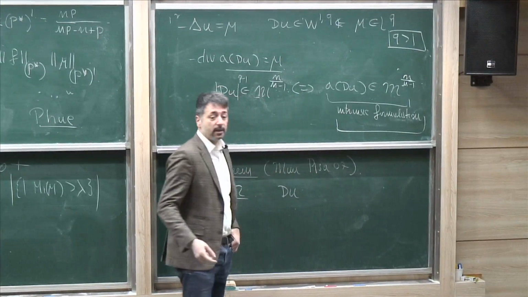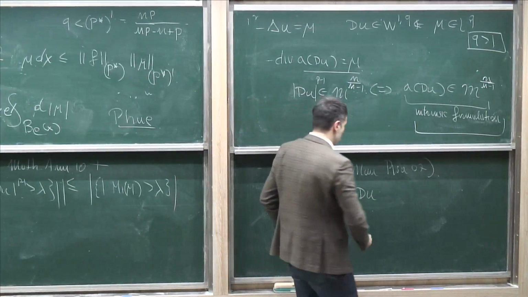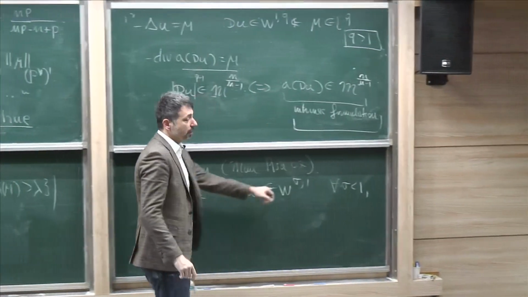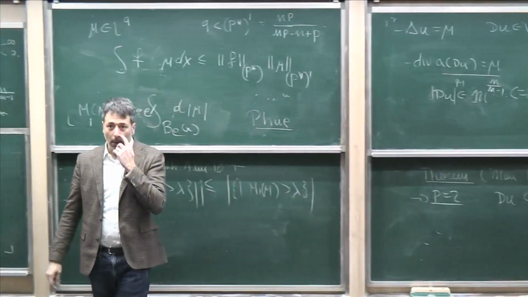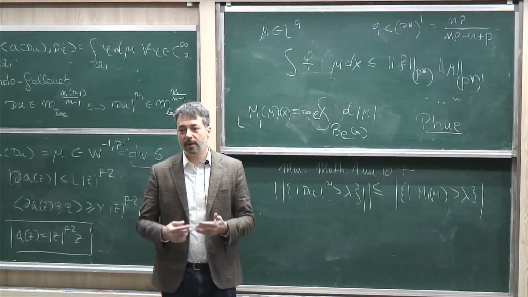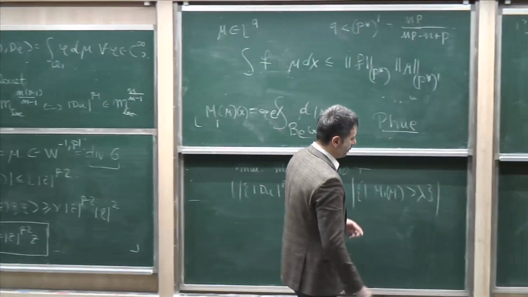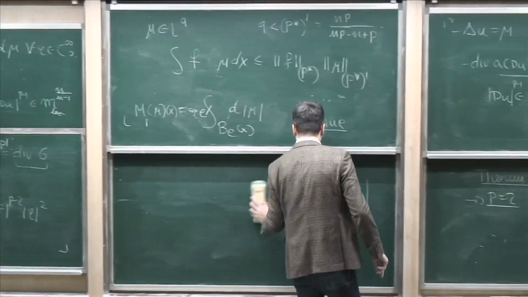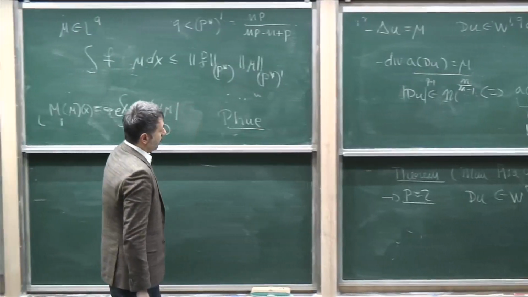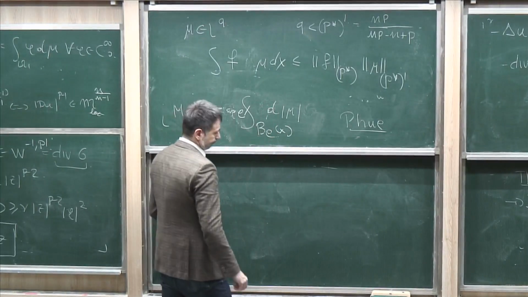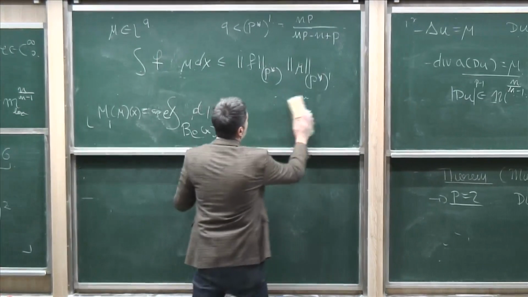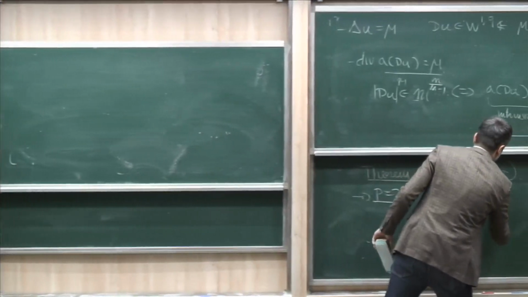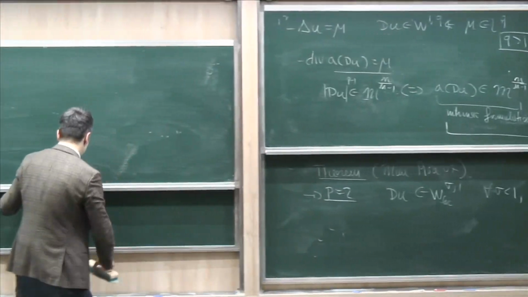that Du cannot be in W^{1,1}, but you can still prove that this is in W^{σ,1} for every σ less than 1. So if you cannot be in W^{1,1}, you are in W^{σ,1} for every σ less than 1. And let me recall the definition of fractional Sobolev spaces that I introduced yesterday. This means that this quantity is finite. Of course, everything is local here, and that this quantity is finite.